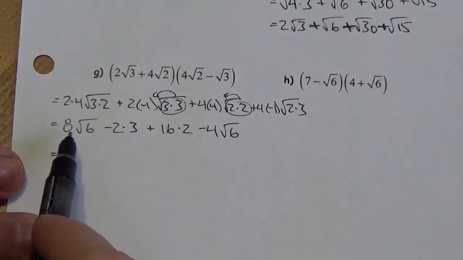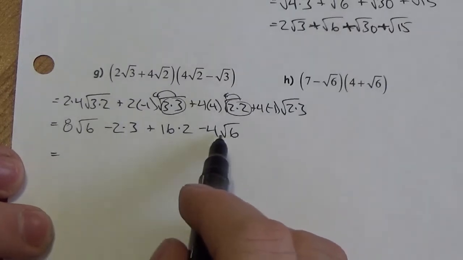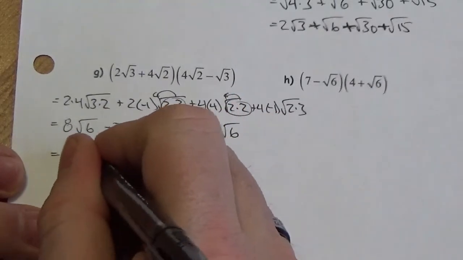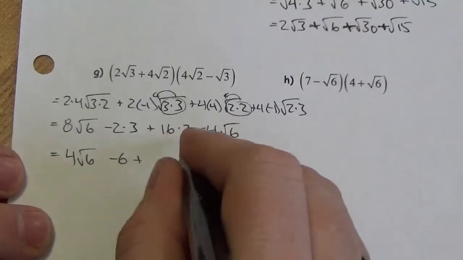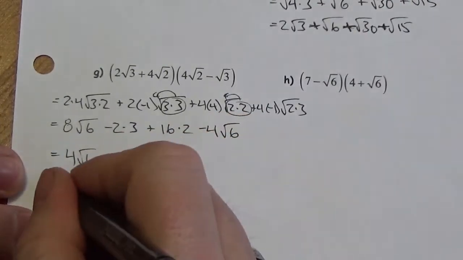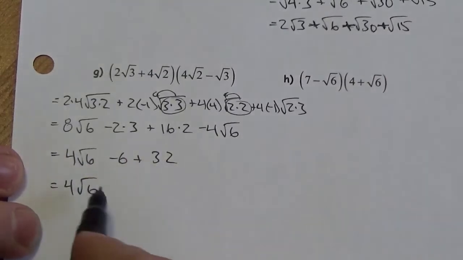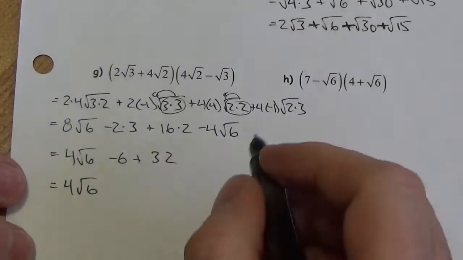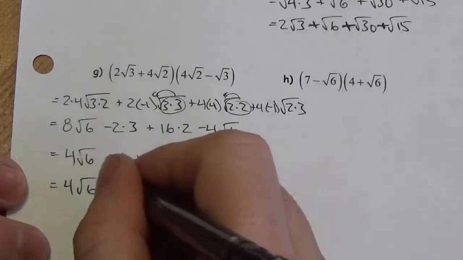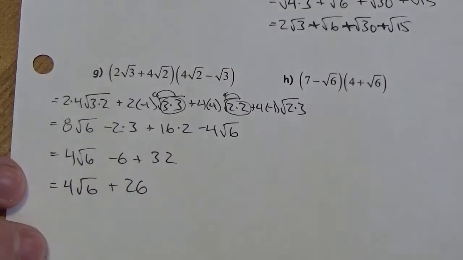Okay, well, I've got 8 root 6 and a minus 4 root 6 over here. So together, that's 4 root 6's. This is minus 6 plus, what is that, 32. So these are like terms, although the radical term isn't. So I'm just going to add those two together. So 32 minus 6 is going to be 26. So 4 root 6 plus 26. There's my answer.